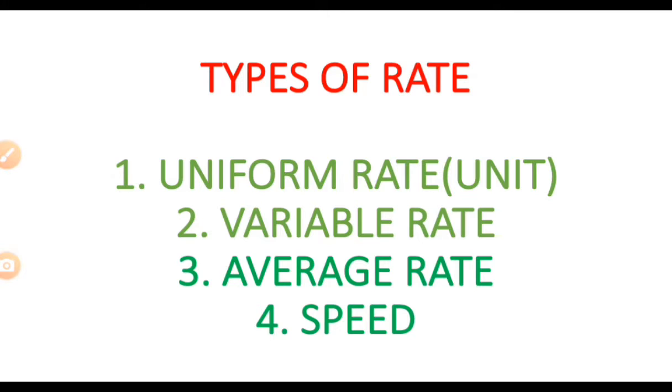Now let's look at types of rate. We can differentiate between 3 types of rate, and then a fourth one we normally refer to as speed, which is an example of uniform rate. So we have 3 main types of rate: uniform rate, variable rates, and average rate. Now we are going to analyze these different rates one at a time.